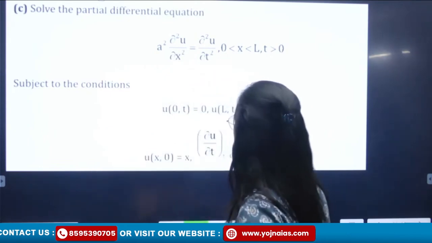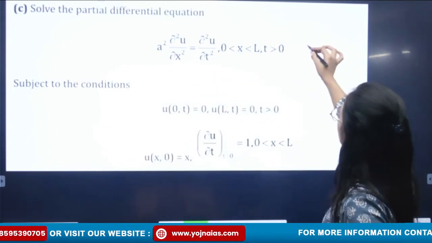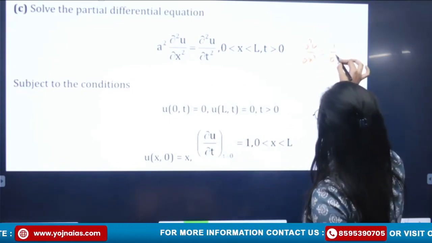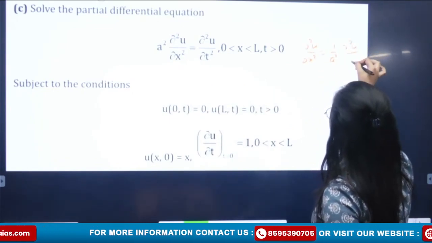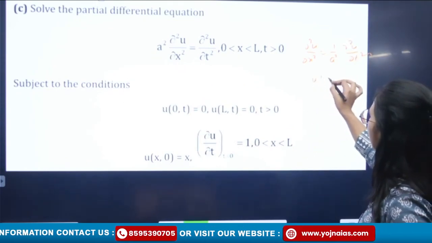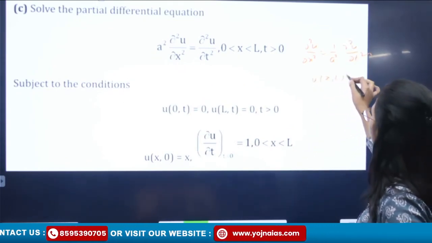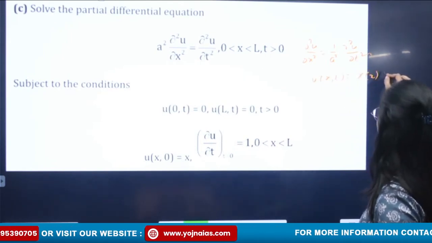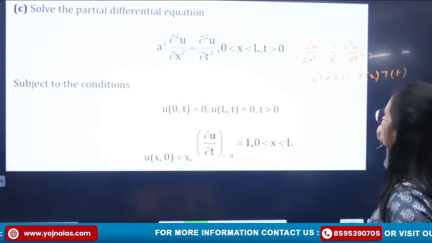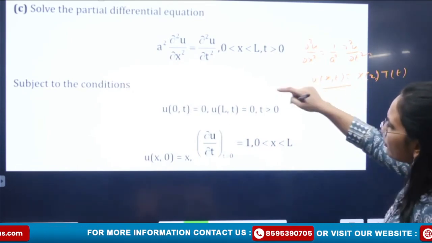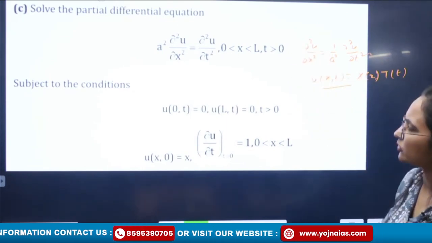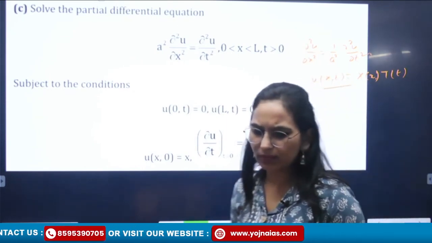This is one-dimensional only. Or you can write this as ∂²u/∂x² = (1/a²) ∂²u/∂t². How would you solve this? We will usually assume that u(x,t) is a function of x and t, so that we can solve this by the variable separable method. Take ∂²u/∂x² and ∂²u/∂t² from here and put them there.